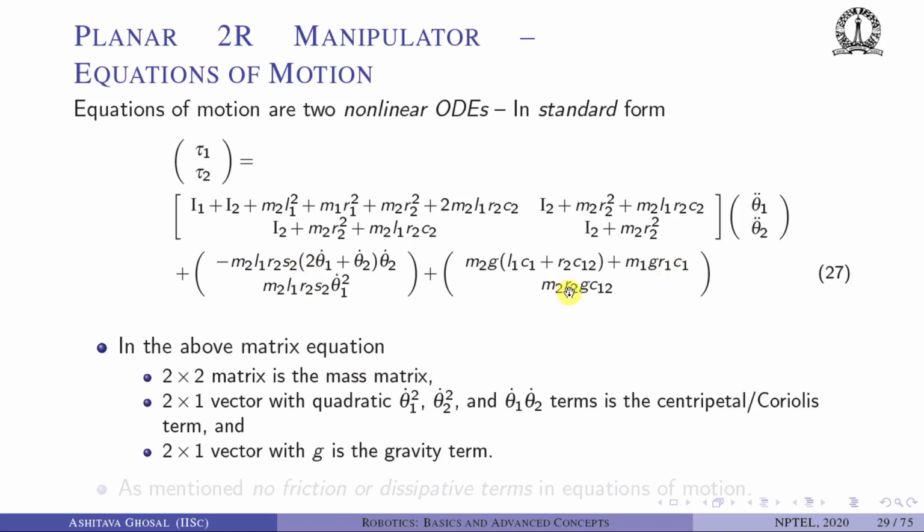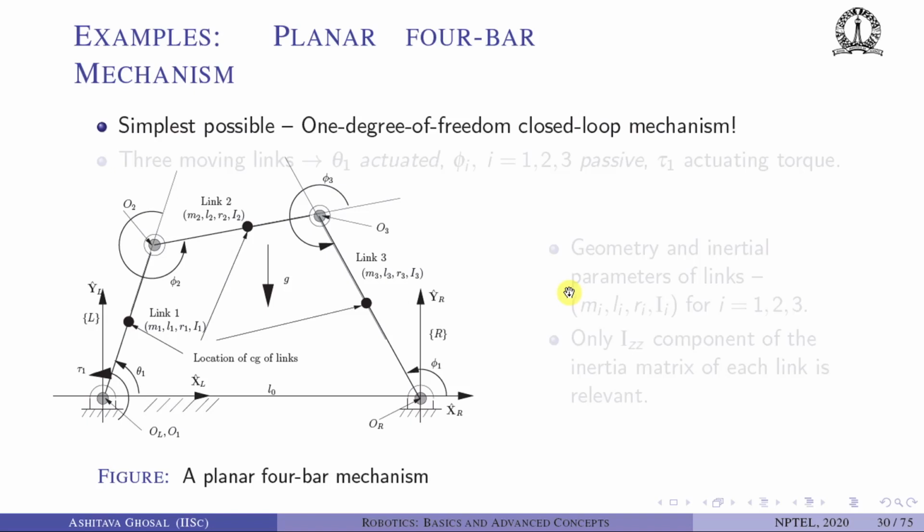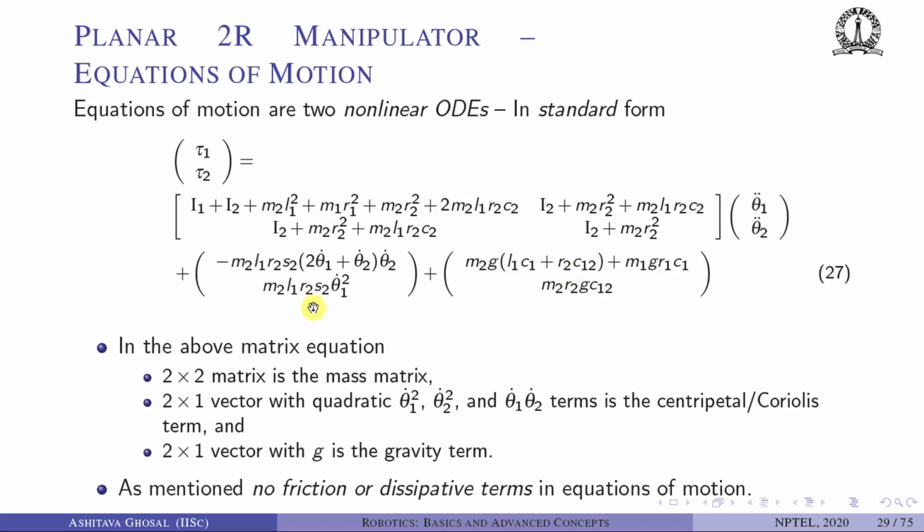Remember, when we discussed the Lagrangian formulation, there are no friction or dissipative terms in the equations of motion at this stage, because the Lagrangian is for a conservative system. So tau is M into theta double dot plus C theta dot plus G theta. This M is like an inertia matrix. If you have a single rigid body, tau will be I theta double dot, so this is a generalization of the inertia matrix. This is a generalization of the Coriolis centripetal term, and this is the gravity term for this 2R manipulator.